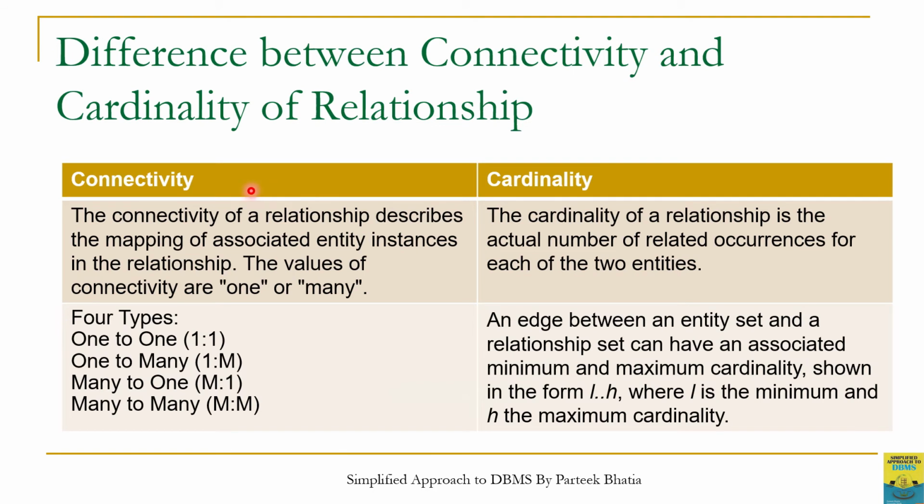So we can conclude the difference between connectivity and cardinality through this table. The connectivity of a relationship just describes the mapping, whether it is one or many, while the cardinality of a relationship indicates the actual number of related occurrences. Connectivity has four types, that is one to one, one to many, many to one or many to many. So it indicates either one or many, while cardinality labels the edges with their corresponding minimum and maximum cardinality by using a representation like L..H. Here L indicates minimum while H indicates maximum cardinality.